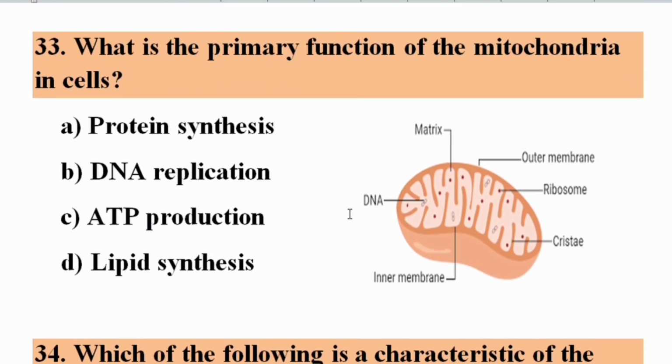What is the primary function of mitochondria in cells? The right option is Charlie, ATP production.